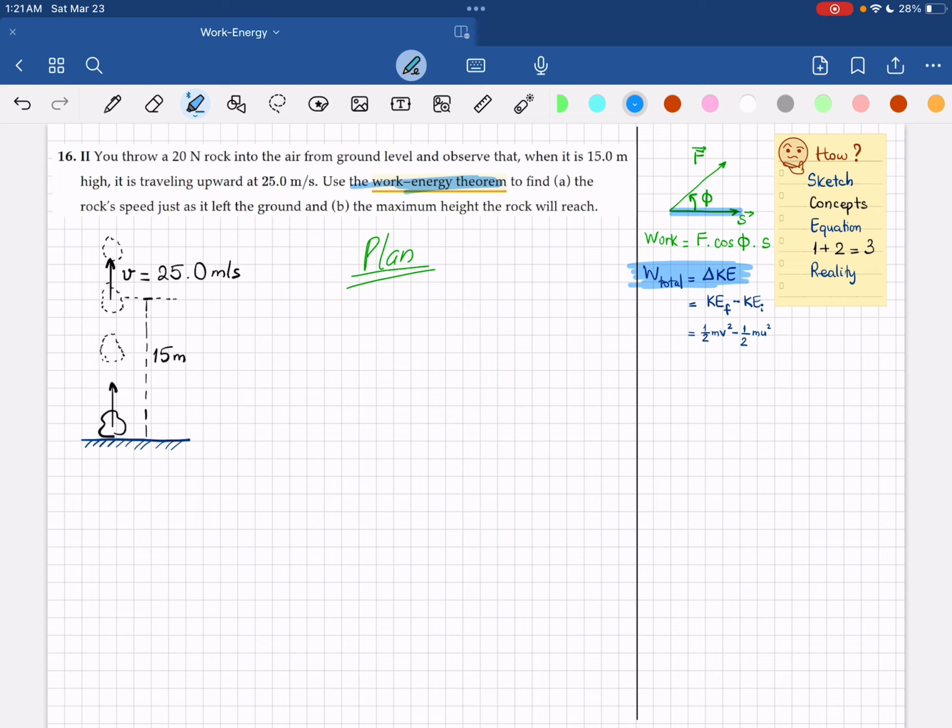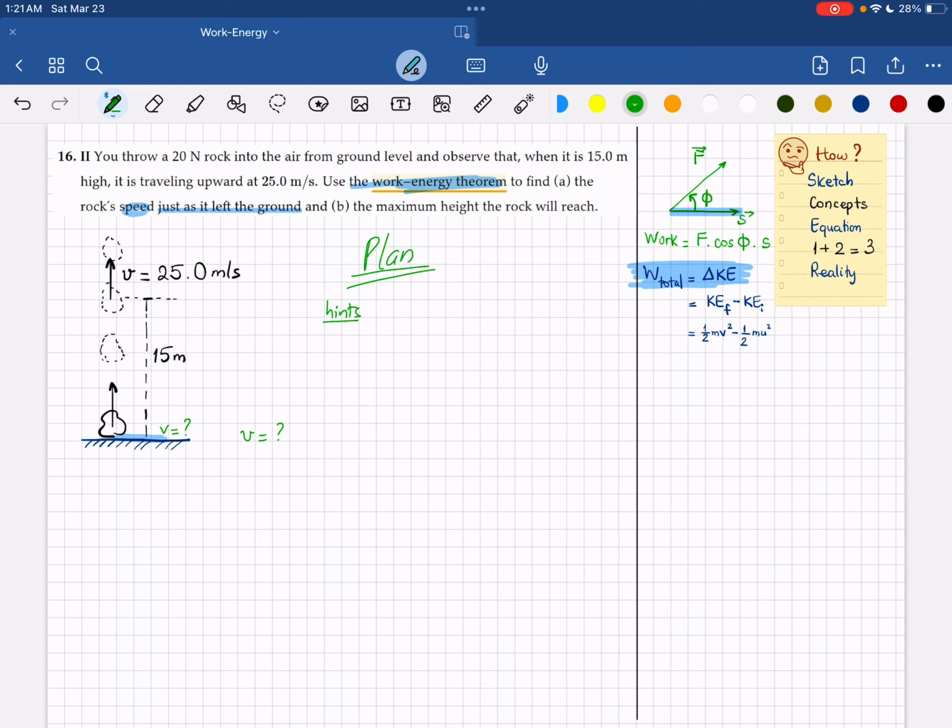Oh, so if it's just as it left the roof, it should be somewhere here, right? Just when it left the roof here. And they ask us to find the speed there. Okay, so where to start? They want us to calculate some speed here. And what is given? Okay, so look at the clues, the hints. What is given here in this problem?